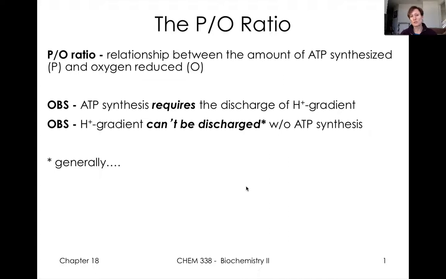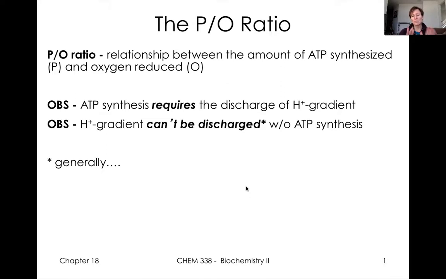this is again how they got some of the new numbers for what FADH2 and NADH are worth. The idea is that the amount of ATP synthesized, which refers to the P number, is going to be directly related to the amount of oxygen that's used in the electron transport chain. With the connection of these two, that allows us to think about this PO ratio: ATP synthesis requires this proton gradient, and we're not going to dissipate the proton gradient without synthesizing ATP.